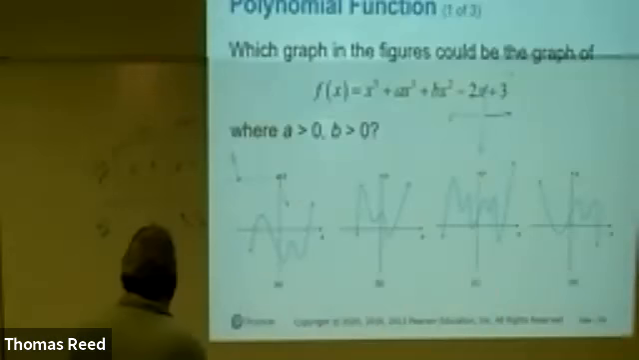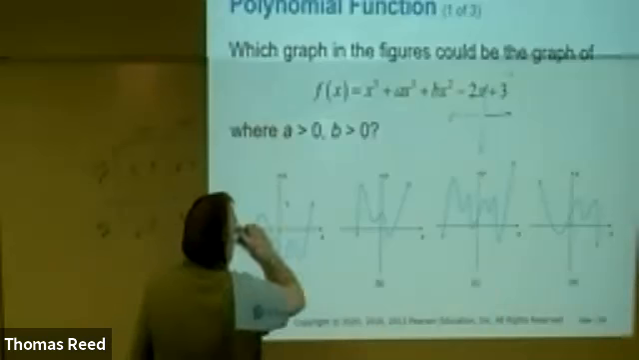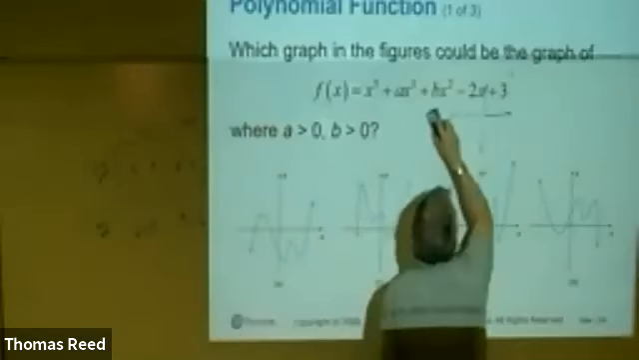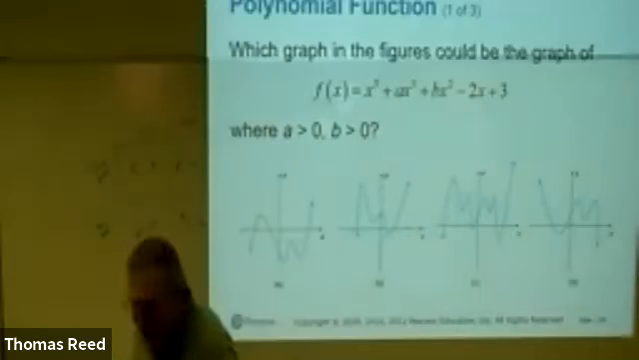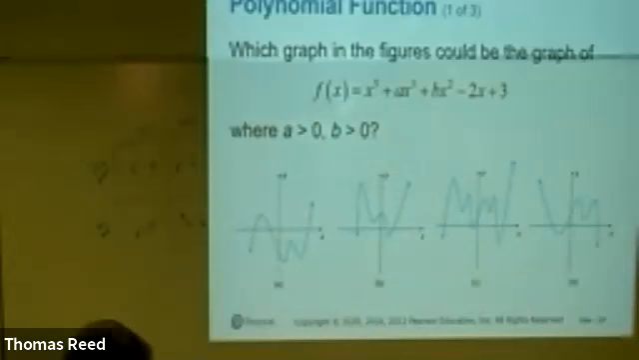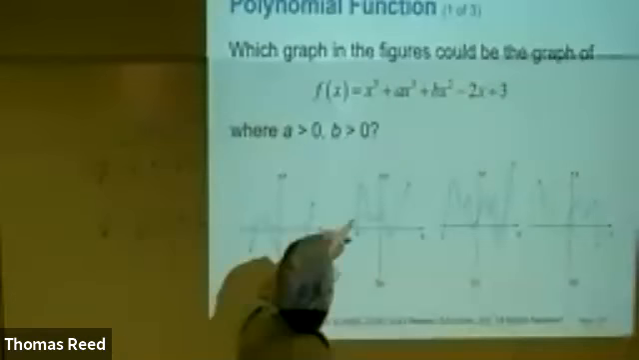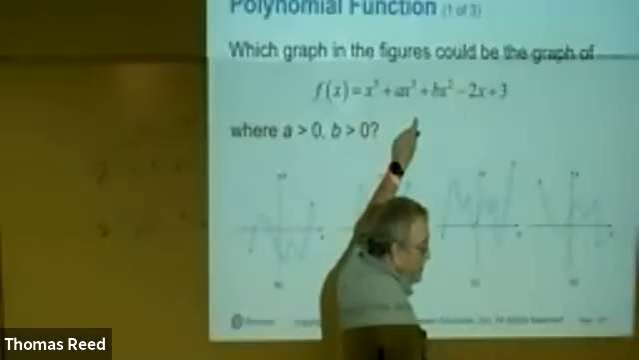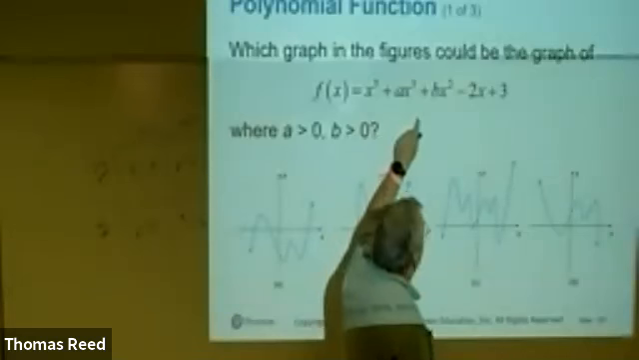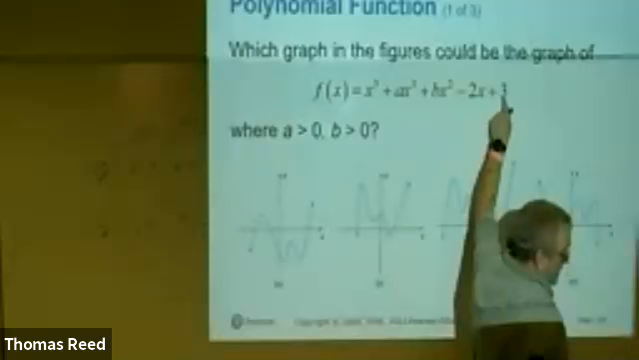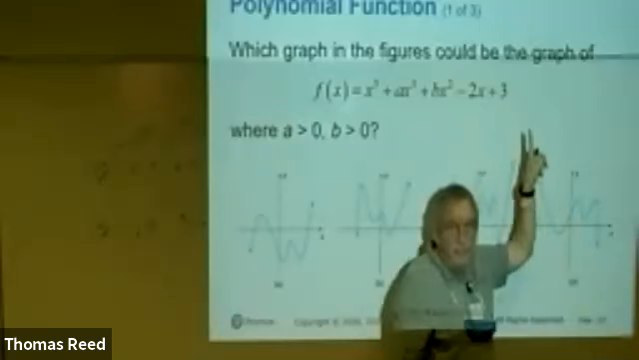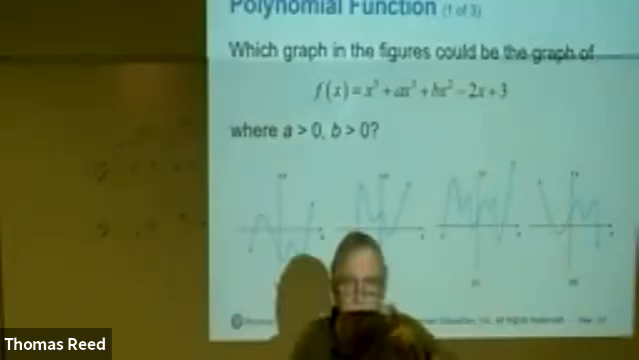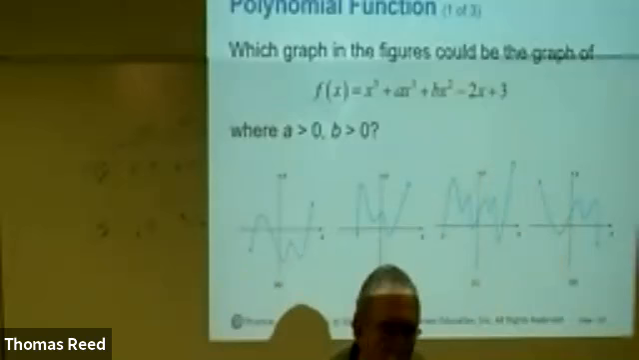So now, here we have this function here. And we can determine which graph could be the graph of this function. The first thing I look at is the constant. Because what is the constant of any polynomial function? The constant is what?